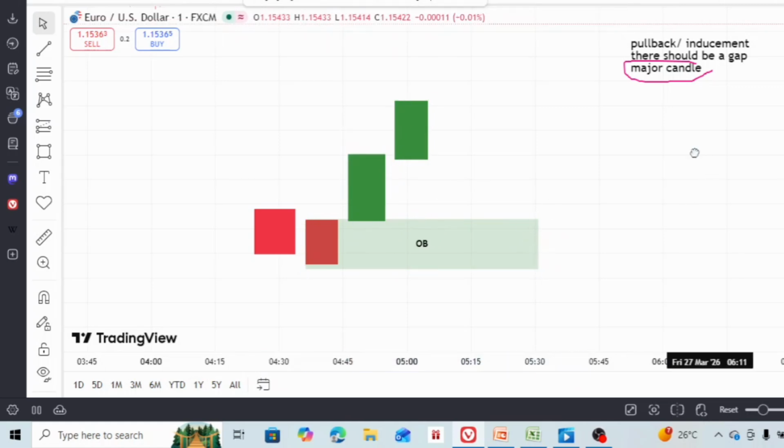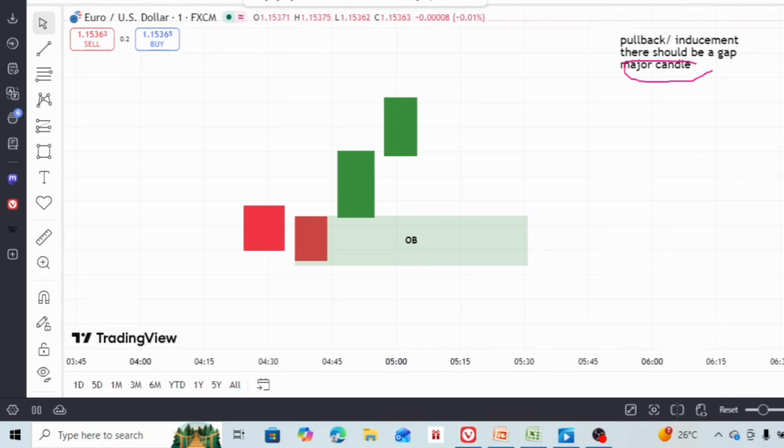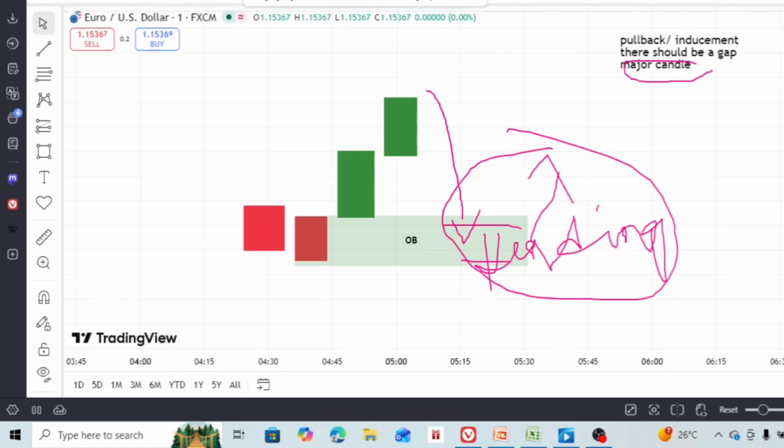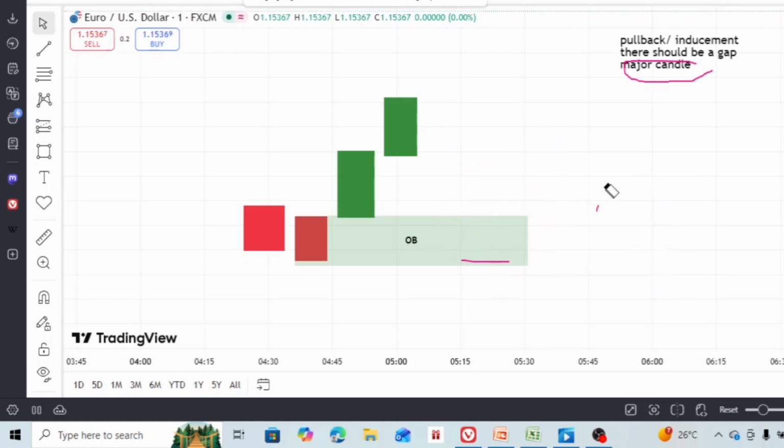So why are order blocks important? Because there is a pending order in this area. When the market returns to this order block, the market can also reverse from it. That's why this is called an order block. Like I have said, this can also act as a strong supply and demand zone, which can hold the market.